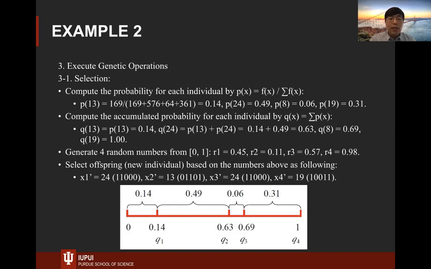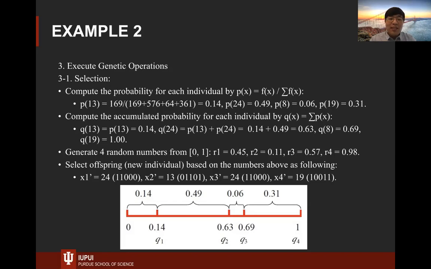And then we compute the cumulative probability for each individual. So we got these 4 cumulative probabilities. Note that the total sum of cumulative probability is 1. So the last number must be 1. And then we generate 4 random numbers from the range of 0 to 1. Sorry, and so we got the 4 numbers.